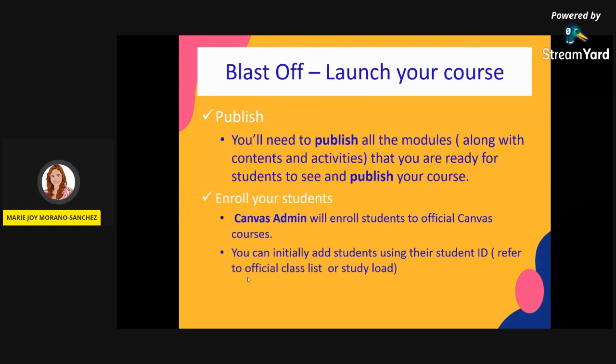You can publish it gradually, week by week. You plan it ahead, and then you just publish depending on your timeline. For enrolling your students, the Canvas admin will enroll students in official Canvas courses, but you can initially add students using their student ID. You have to refer to your official class list, which is in AIM in Pinnacle, or their study load. But digital learning is not yet ready, so class list only for now.